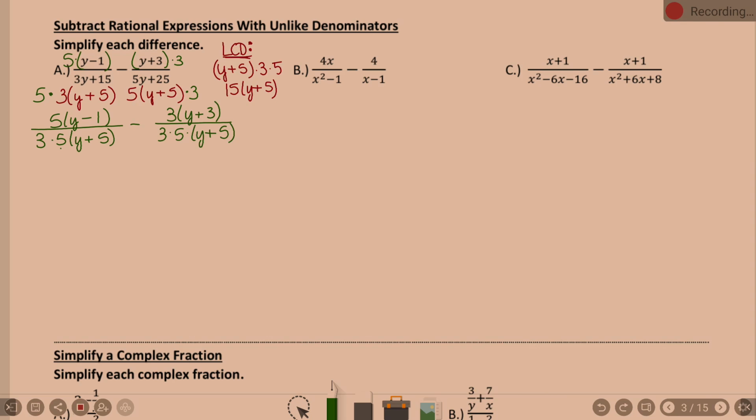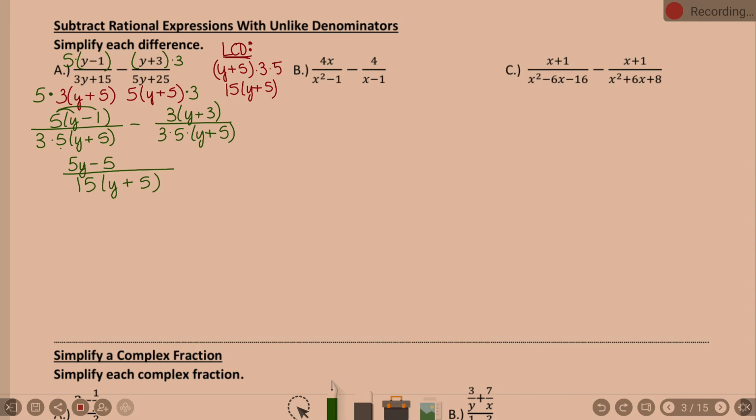As you get better at this, there's lots of steps that can be combined. I'm not going to argue that to any extent. So I'm going to take this and put these fractions together. My common denominator, what is 3 times 5 now? 15 times y plus 5. Numerators. 5 times y minus 1, you need to distribute. So 5 times y is 5y minus the 5 times 1, so minus 5.